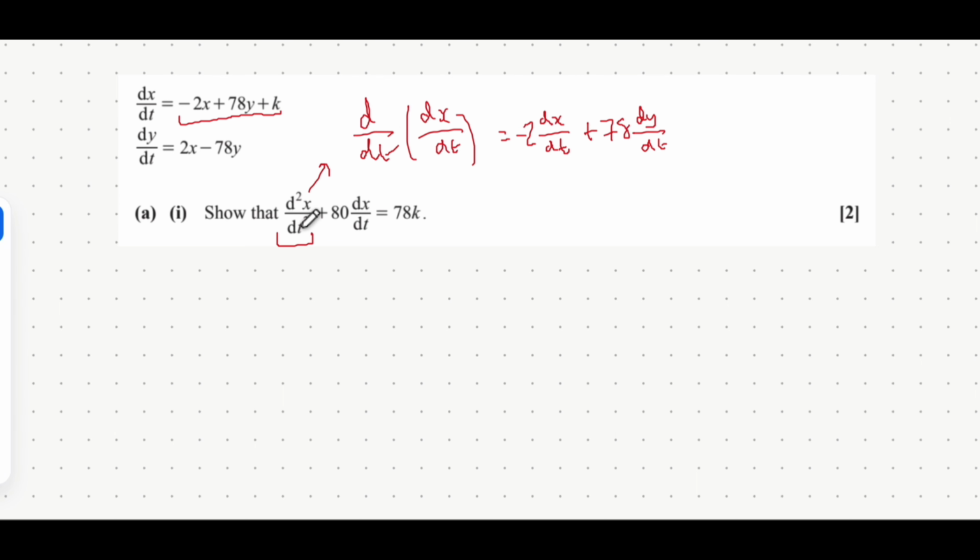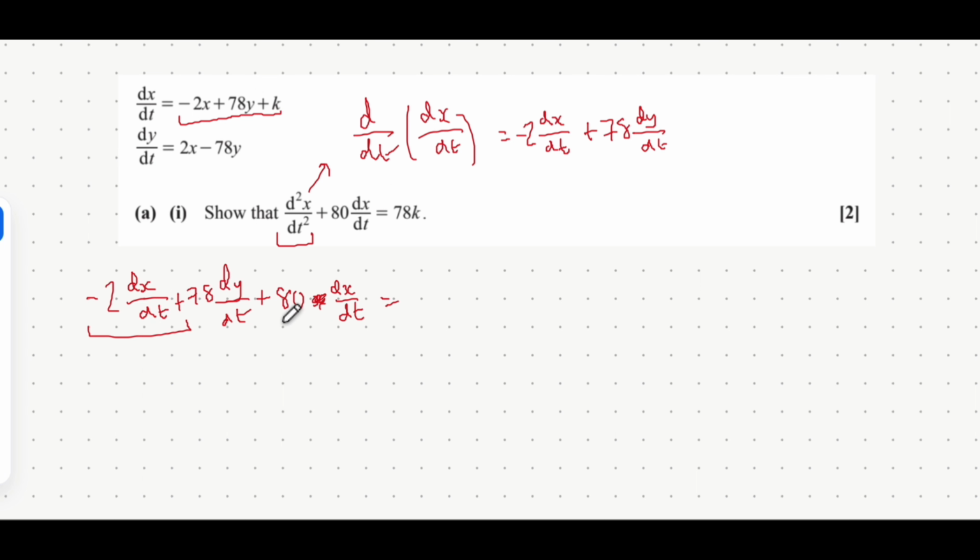So we can write out d squared x over dt squared by this expression here. Let's start by writing that out. Minus 2 dx by dt plus 78 lots of dy by dt. When it comes to the next term, we can write that out as 80 dx by dt. And I'm just going to write this out here. You guys might be thinking, can't I just substitute in now? You can, but let's take this step by step. Sorry, I don't know why I wrote an x there. It's supposed to be a multiplication.